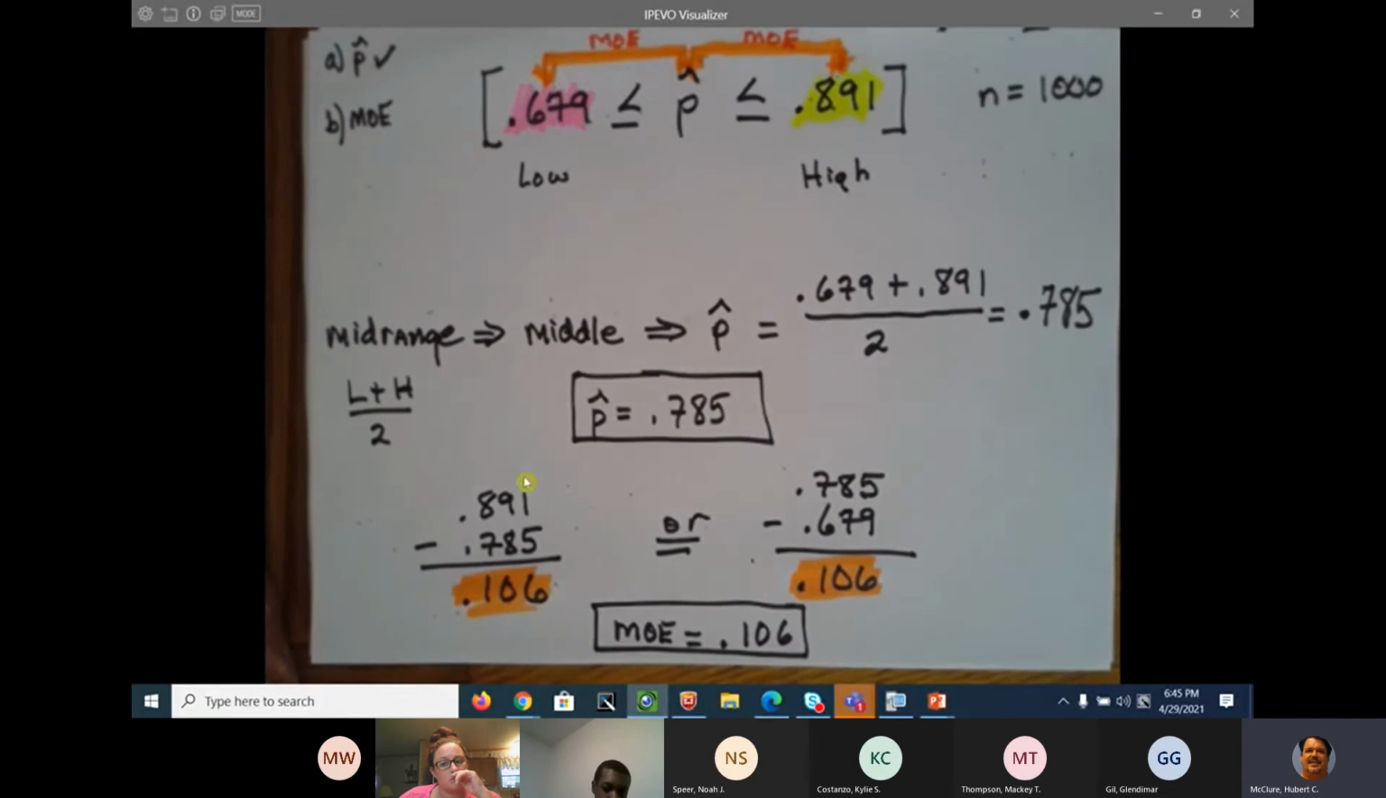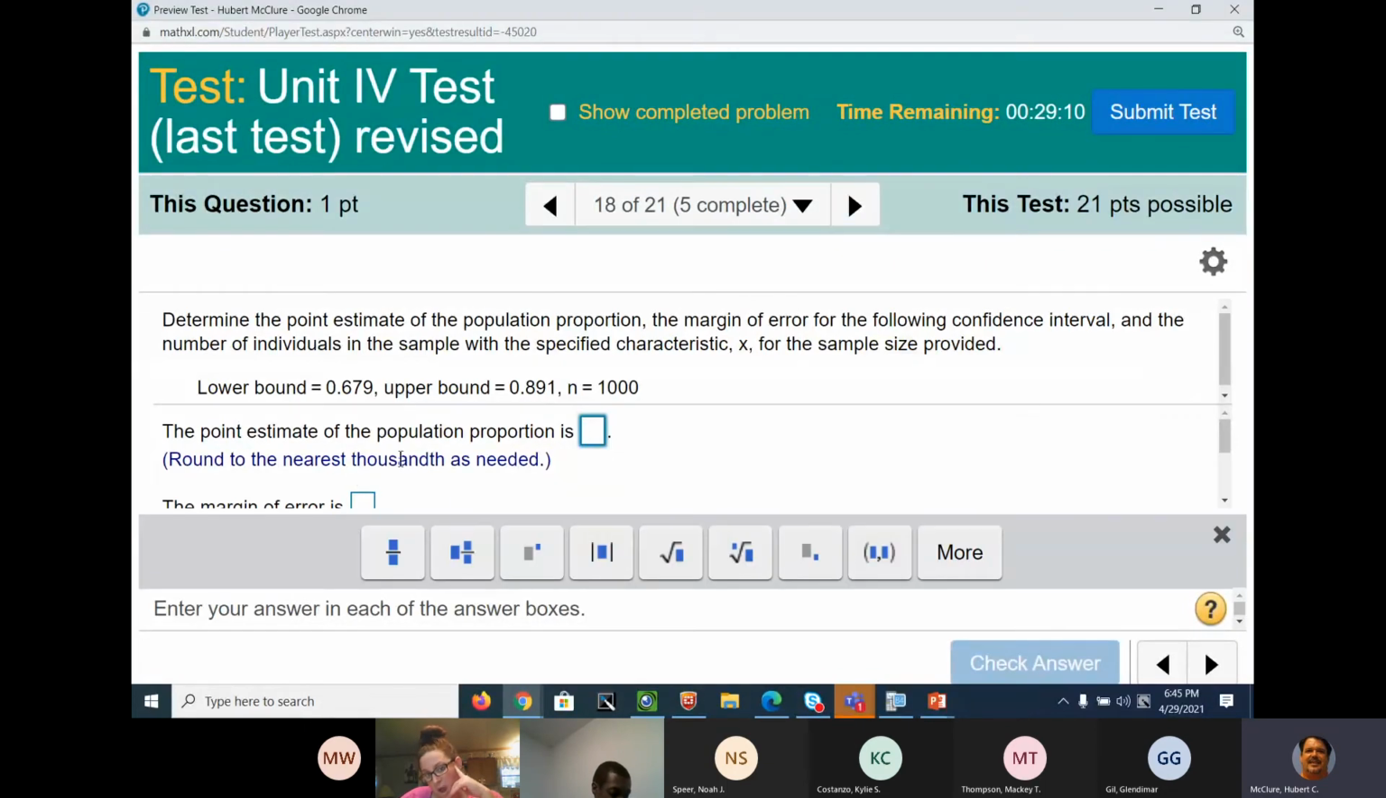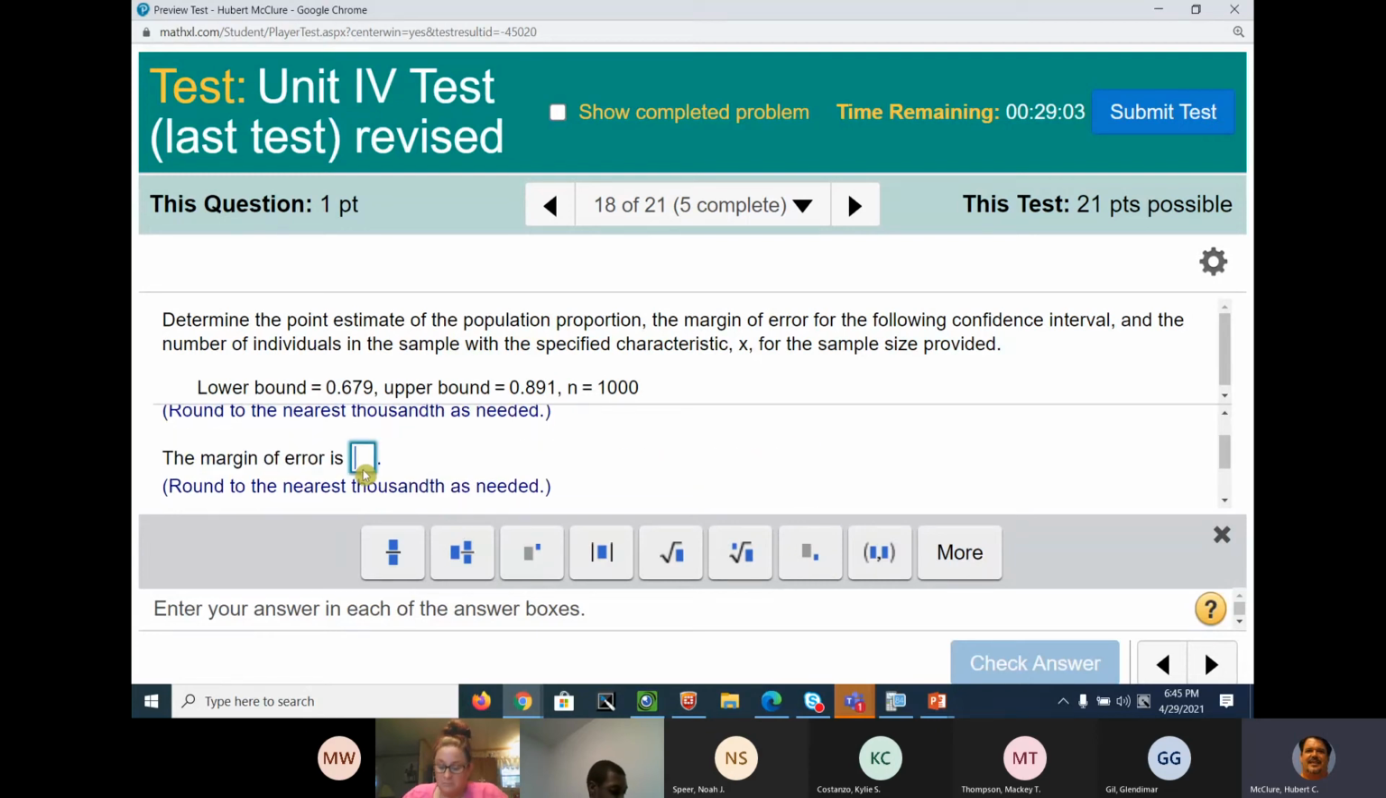Now, that's the second time I've done that problem, so I tried to clean it up a little bit to make it a little bit easier. Now, let's answer the question. What is P hat? Round to the nearest thousandth: 0.785. And the margin of error, rounded to the nearest thousandth, is 0.106. And let me make it go down a little bit.